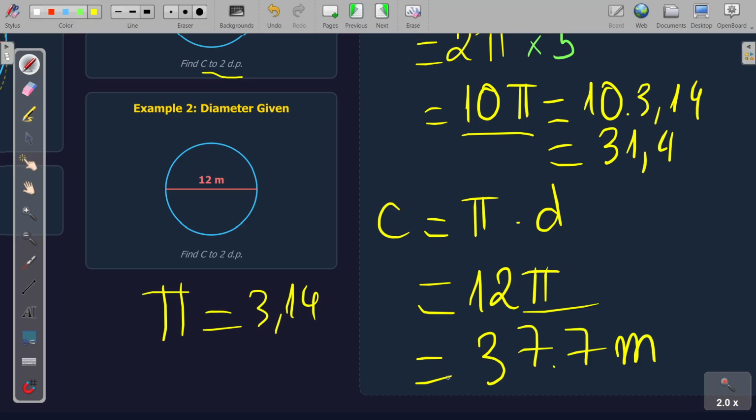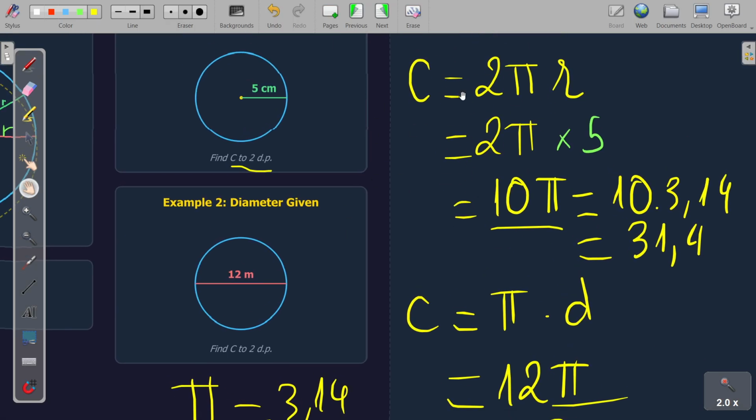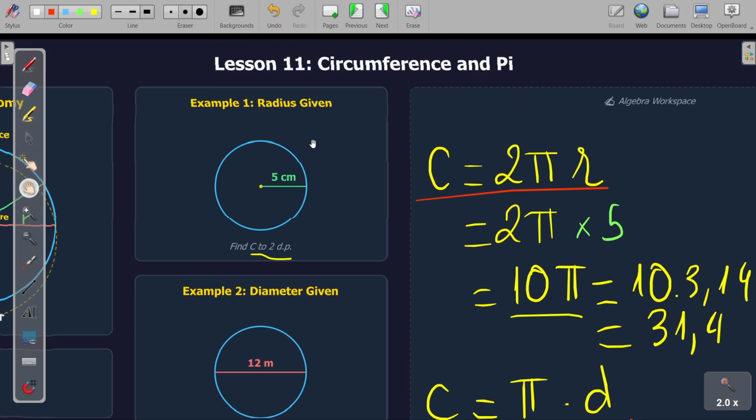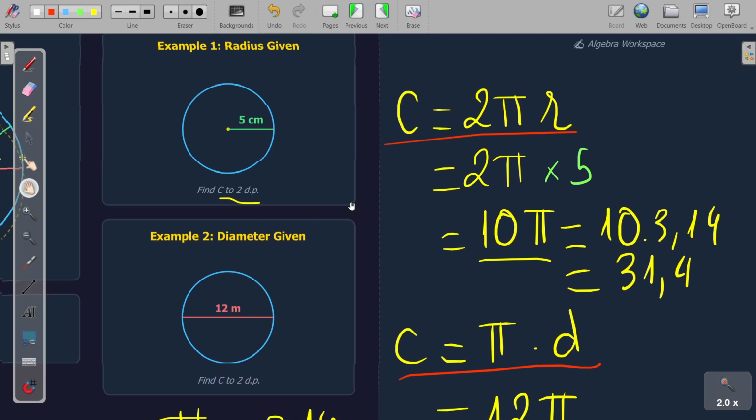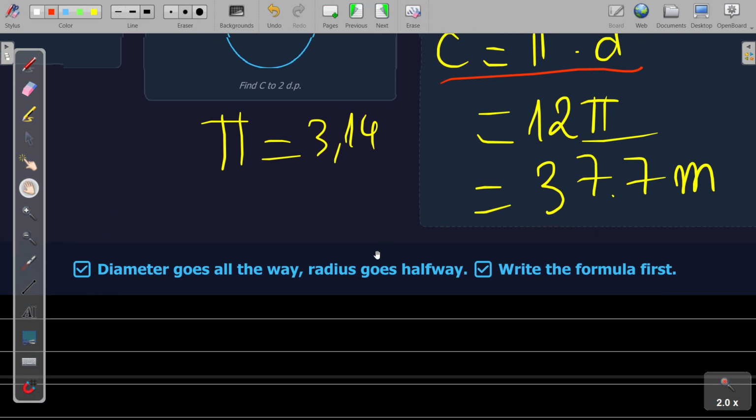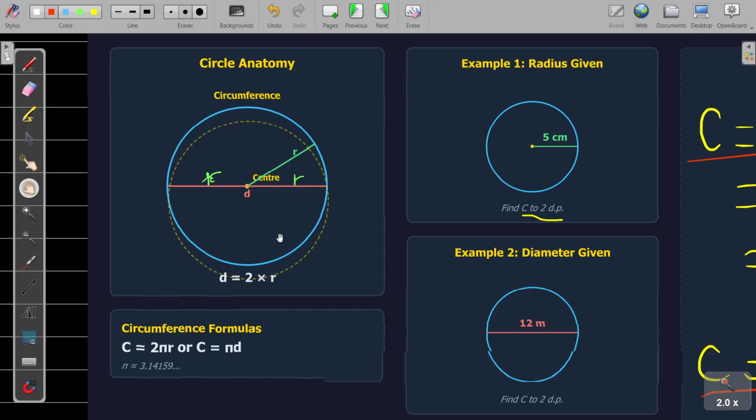It's not really that hard, because you just need to know this core formula right here, which I'm going to highlight in red. That's it. This is all you need to calculate the circumference with the number pi. So again, write the formula first. Just write it, it's very easy. Just plug and play. And then, the diameter goes all the way and the radius goes halfway. This will help. It looks a little bit messy, but it will help.